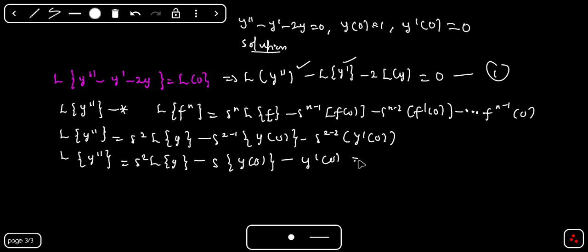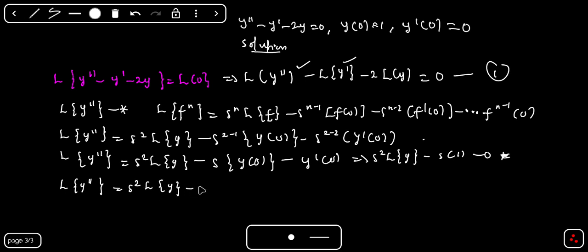So we are going to have s^2 multiplied by the Laplace transform of y, then minus s multiplied by 1, then minus 0. So the Laplace transform of y'' is equal to s^2 multiplied by the Laplace transform of y, minus s. I can call this equation 2. We are done with the Laplace transform of y''.